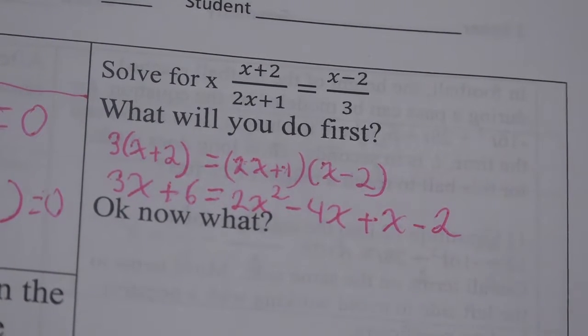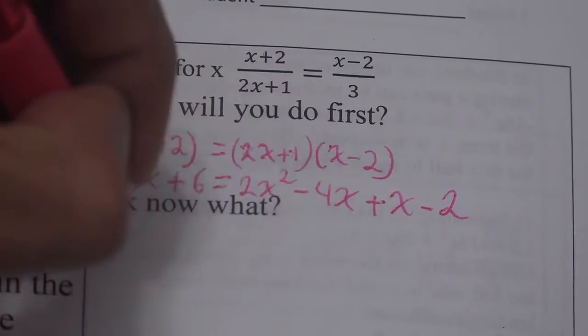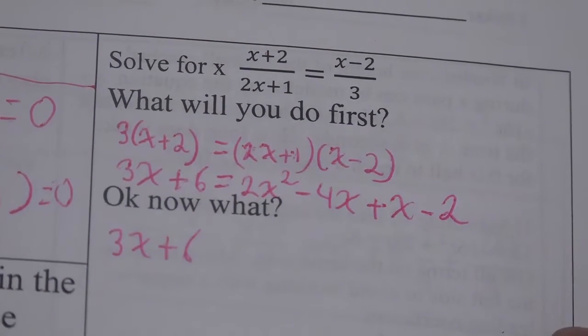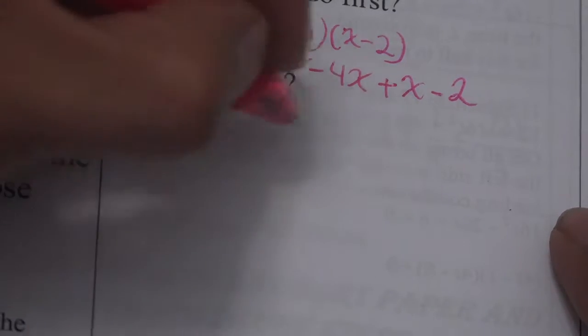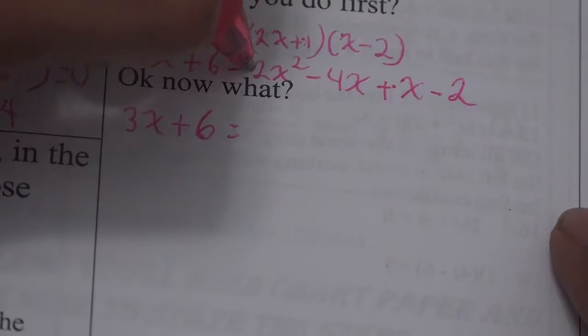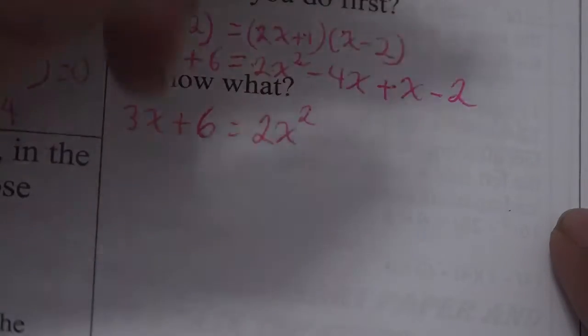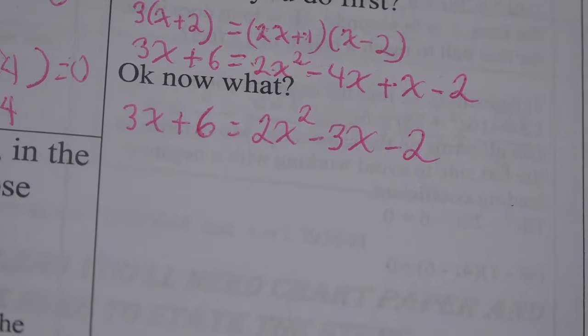Okay, now what? Now I gotta combine the like terms. So let's see, there is no like terms here, so I just rewrite 3x plus 6. So that's good. I hate the way I write number 6, so I'm gonna try to make it beautiful. Nice, beautiful, oh gosh. 2x squared doesn't go with anything, so I just rewrite it. Negative 4x goes with x, so that's negative 3x. And then negative 2. Okay, so that's what we have.